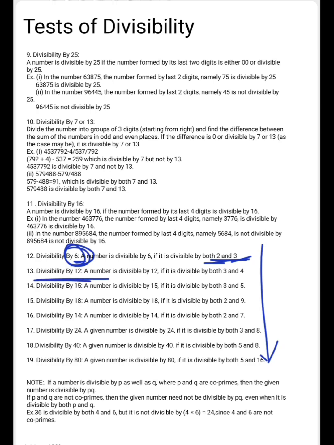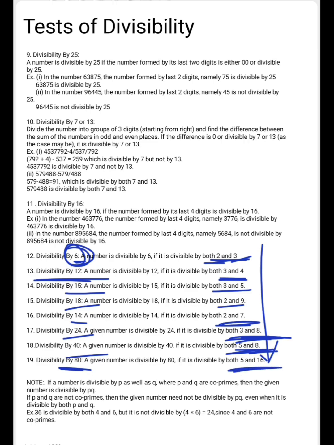If a number should be divisible by 12, it should be divisible by both 3 and 4. Same for 15, it should be divisible by both 3 and 5. For 18, it should be divisible by 2 and 9. If it should be divisible by 14, then it should be divisible by both 2 and 7. Same for 24, it should be divisible by 8 and 3. If a number should be divisible by 40, it should be divisible by 5 and 8. If the number should be divisible by 80, it should be divisible by 5 and 16.